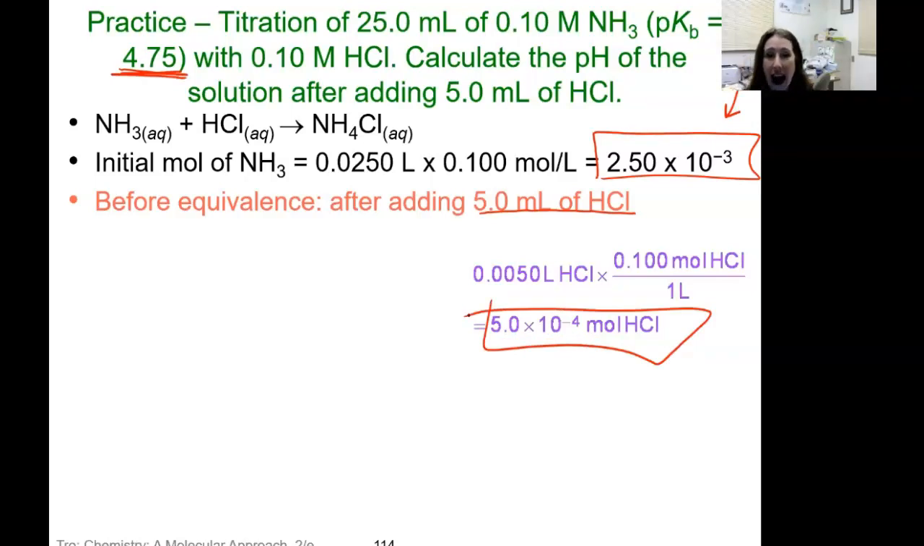Now, whenever you add anything, in any of these problems that we've been doing, if it says something is added, mole table. If something is added to something else, you're going to have to do a mole table, right? And so when we do our mole table, we have our NH3, we're adding our HCl, and when they react together, they're going to make this salt.